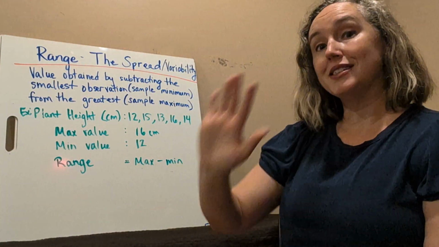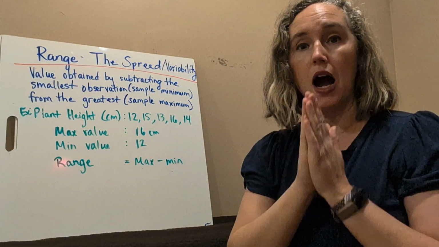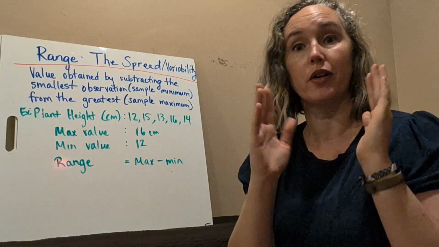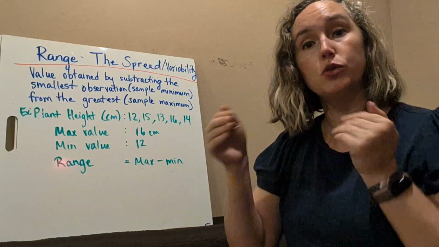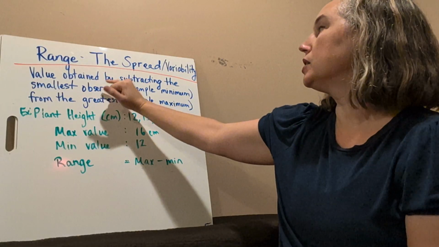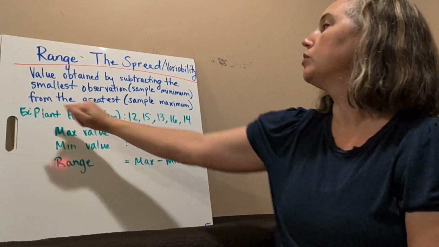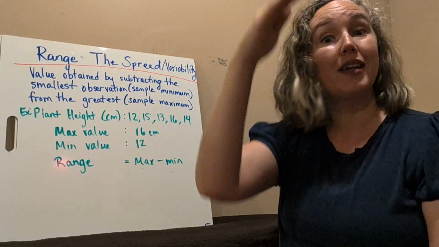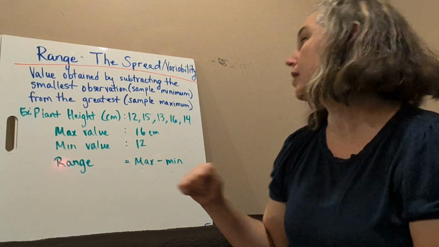All those other ones looked at central tendency, or they are used to describe what's the most common, or they're all ways of taking the average. Range, on the other hand, is a measure of variability. The range is the value obtained by subtracting the smallest observation, or sample minimum, from the greatest, or sample maximum. So you just take your highest value and subtract from it your lowest value.